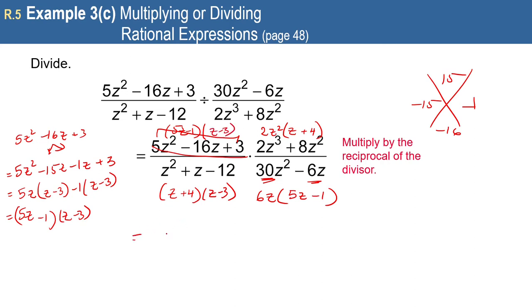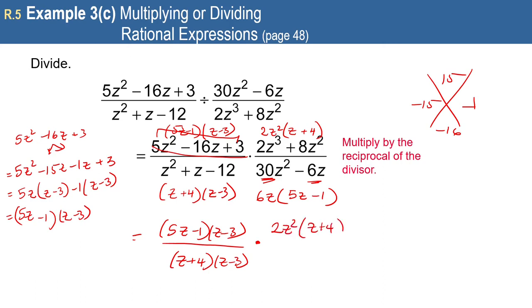So let's write our expression out. We have 5z minus 1 times z minus 3 over z plus 4 times z minus 3 times 2z squared times z plus 4 over 6z times 5z minus 1. So let's cancel out the 5z minus 1. 5z minus 1. The z plus 4's cancel out. And the z minus 3 cancels out.